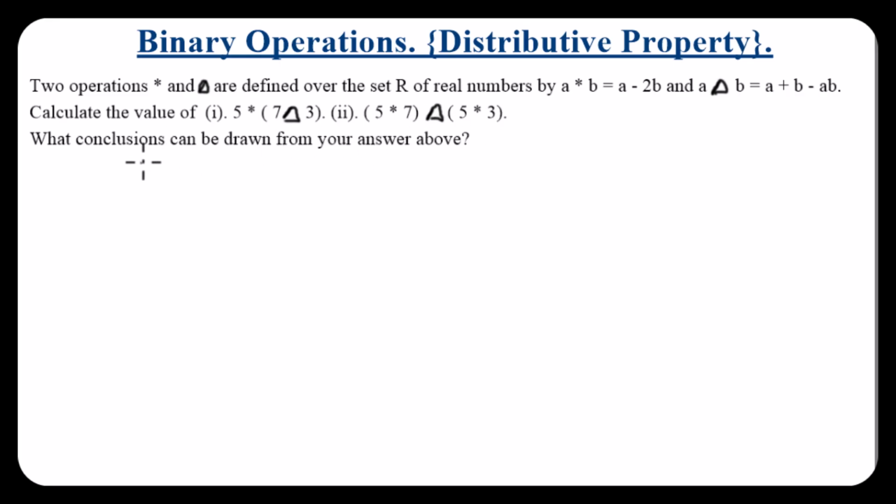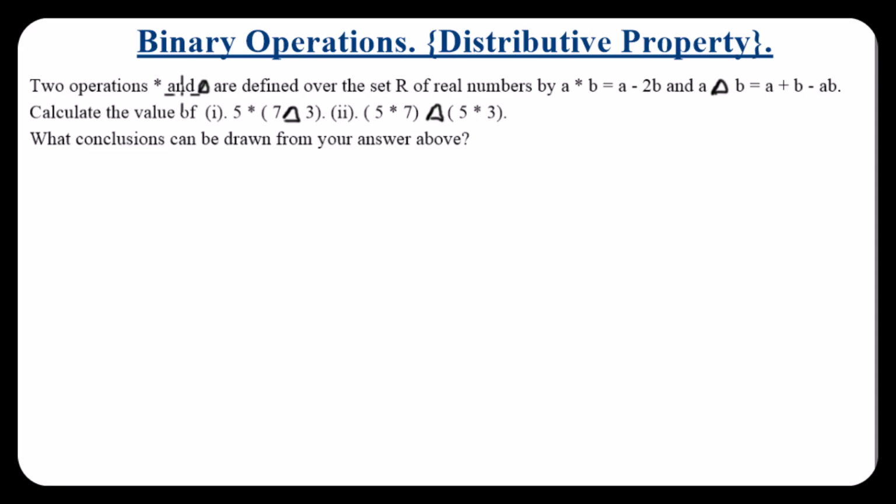In the last part of the question, we're asked what conclusion can be drawn from the answers we are having above. So, how is this different from the previous example? For the previous examples, we're only defining one operation and then we're using another known operator.